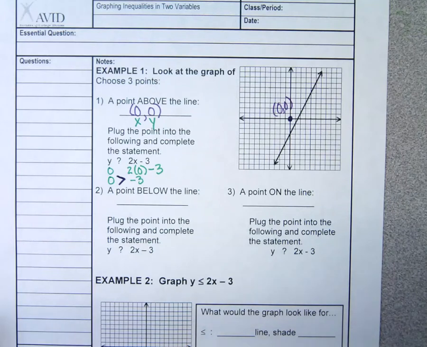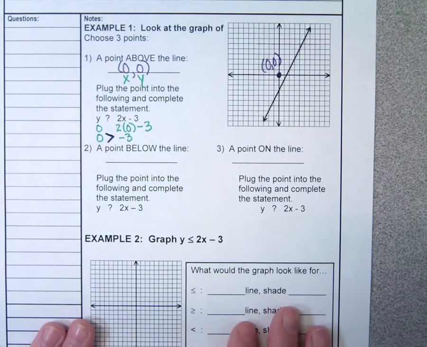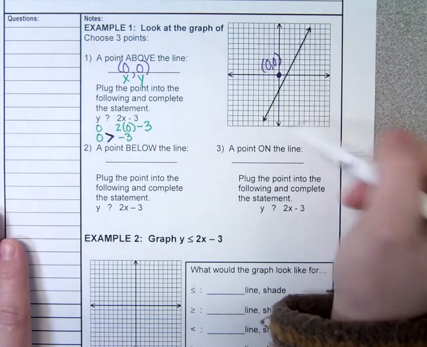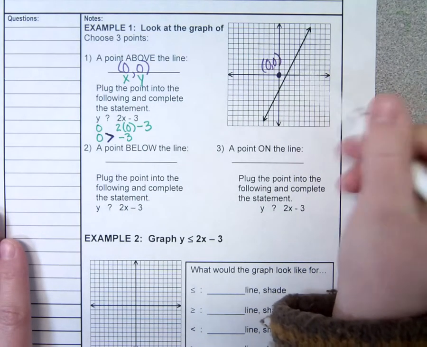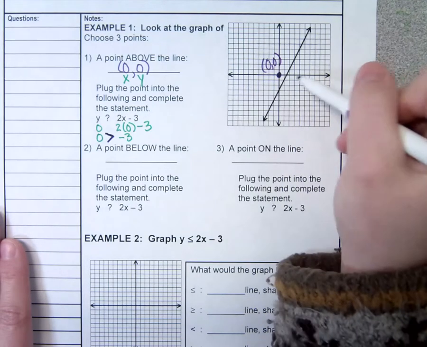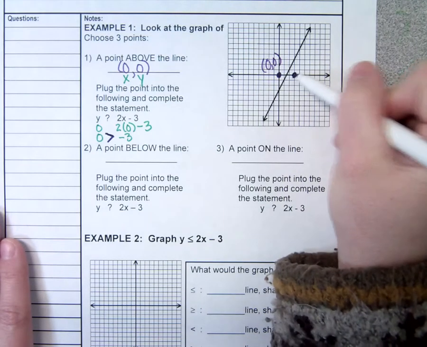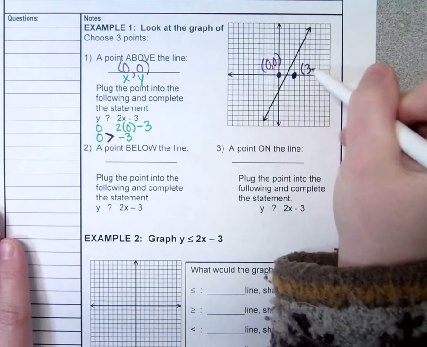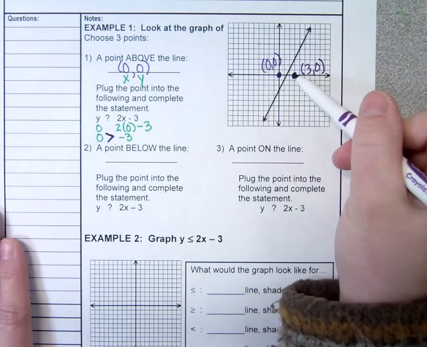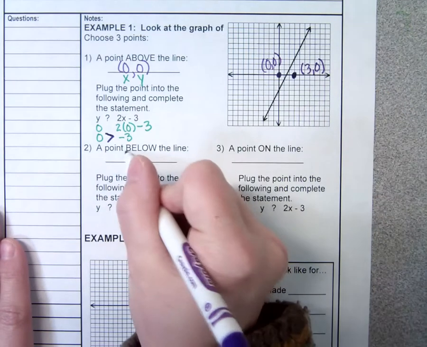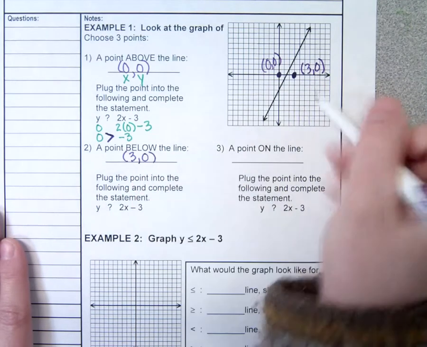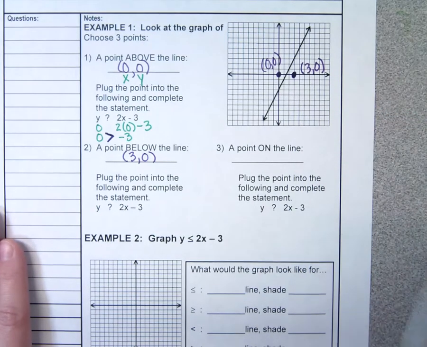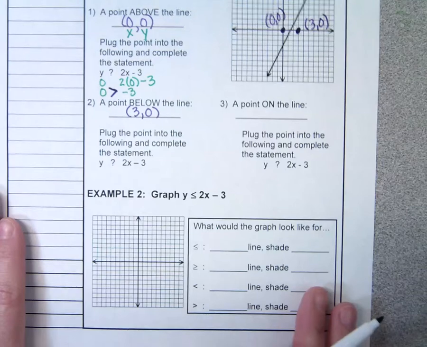Okay, number 2 says pick a point below the line. So I can pick any point I want as long as it's below the line. So I can use anything I want. I'm just going to pick something that I think is pretty easy. So this is 1, 2, 3. This is the point 3, 0, because you're right 3 and not up or down. And like I said, you can pick any point you want. I could pick something down here, down here, down here. Doesn't matter.